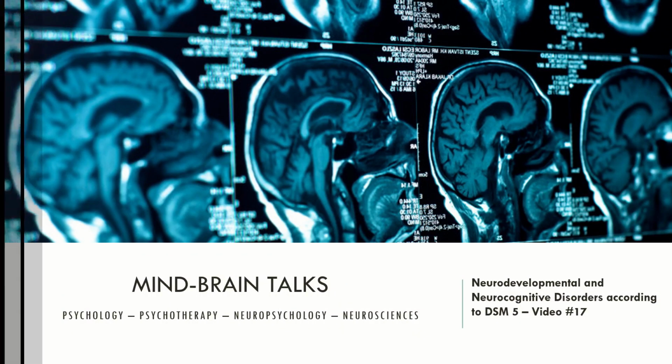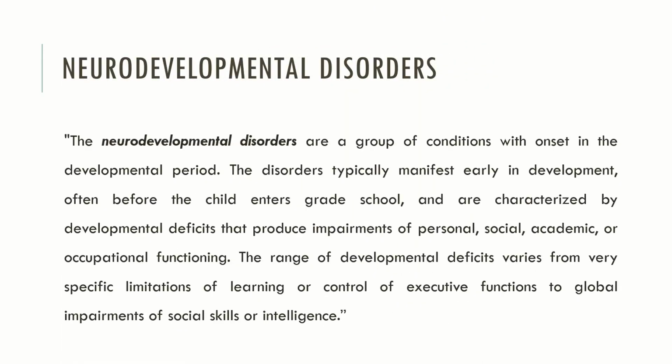According to the DSM-5, neurodevelopmental disorders are a group of conditions with onset in the developmental period. The disorders typically manifest early in development, often before the child enters grade school, and are characterized by developmental deficits that produce impairments in personal, social, academic, or occupational functioning. The range of developmental deficits varies from very specific limitations of learning or control of executive functions to global impairments of social skills or intelligence.